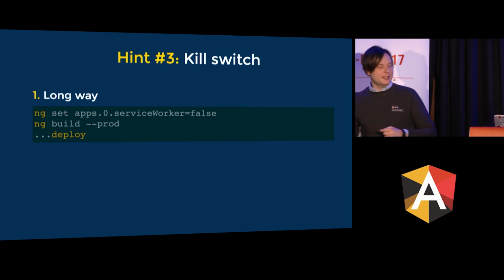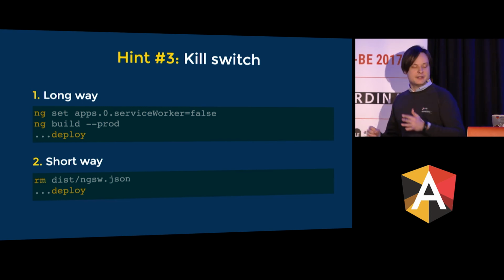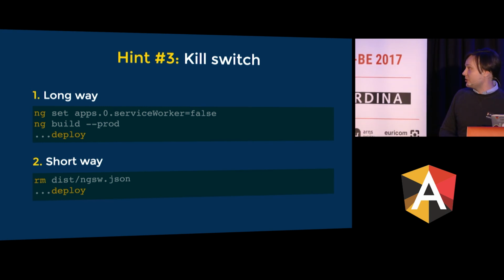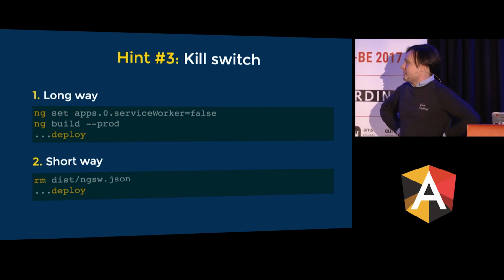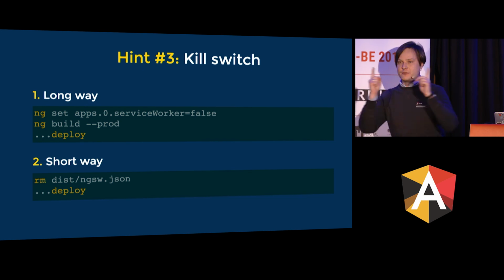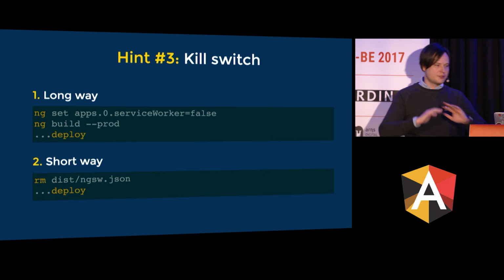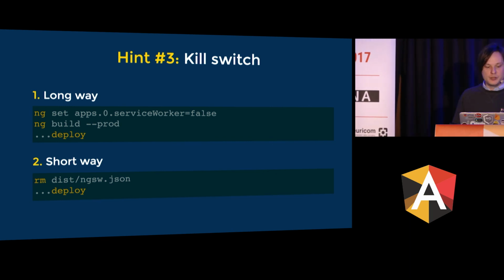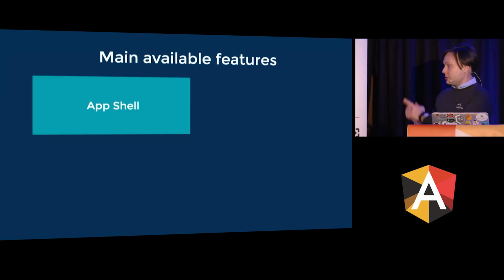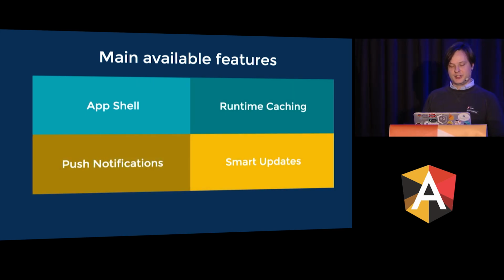Why will this work in this case? Because of a special fail-safe mechanism built into Angular. Instead of doing this, we could just go and do this. If we just remove ngsw.json, the manifest or settings file for the service worker, then based on this fact the service worker will unregister itself and destroy itself, and we will be safe. So this might save some of your nerves and working time.